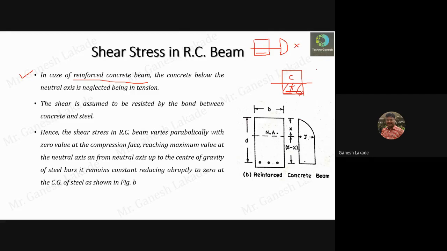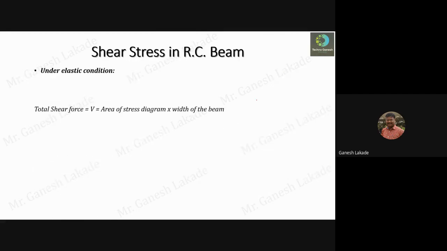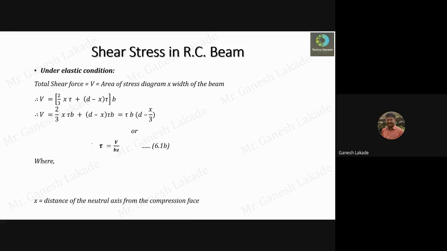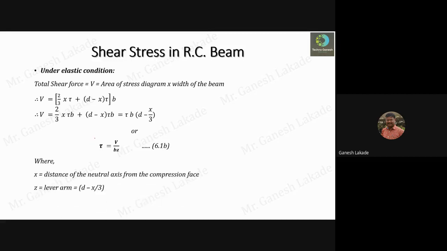Okay. So here again, as we know, stress is equal to force upon area. The same concept we are going to use here. So we want to calculate the shear force. The shear force will be equal to the area of the stress diagram into the width of the beam. If we put in the values, the area of the stress diagram is a combination of a rectangle and a parabola. If you draw that, then you can easily calculate this equation, that is, tau equals V upon b into z. So this equation we are going to use in further discussion also. That is how we have derived this equation.